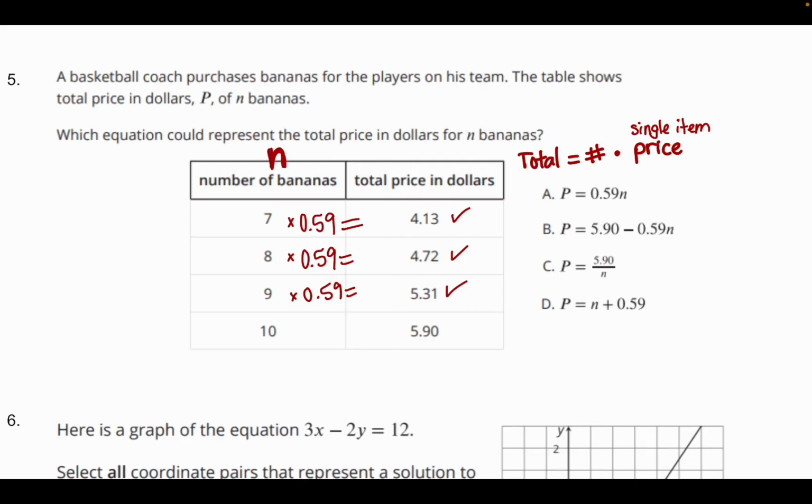And number of bananas, this was N. So effectively, what we are doing is N multiplied by that 59 cents is going to give us our total price. And multiplying by 10 is easy because we just move a decimal point. So if we multiply 10 by 0.59, that is the same thing as taking this decimal point and moving it right here to become 5.9. And what do you know? That's what we have over here for 5.90 or $5.90.